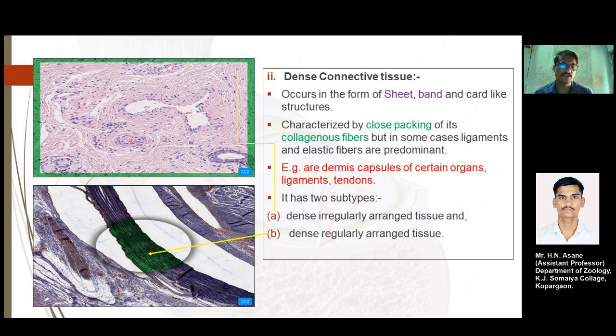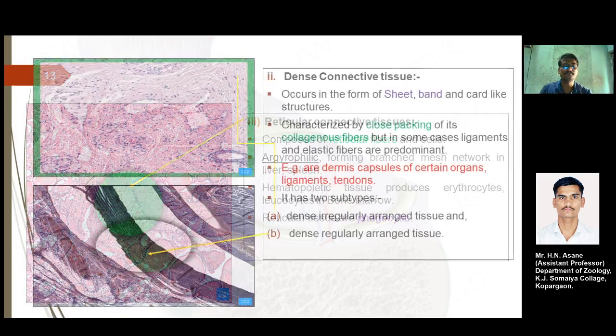It has two subtypes: dense irregularly arranged tissues that are scattered all over the sheet-like or band-like or cord-like structure. And the other one, this is the slide or picture of the ligament, where you can see these are compact structures, not scattered, and they provide thickening for mechanical strength.